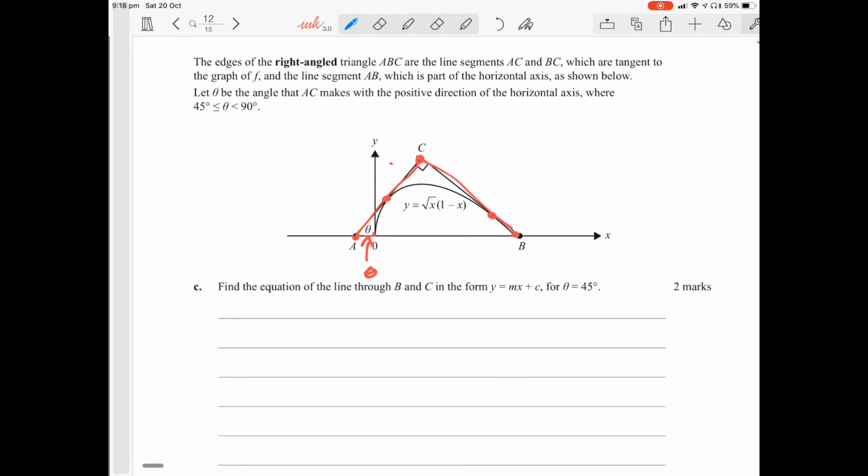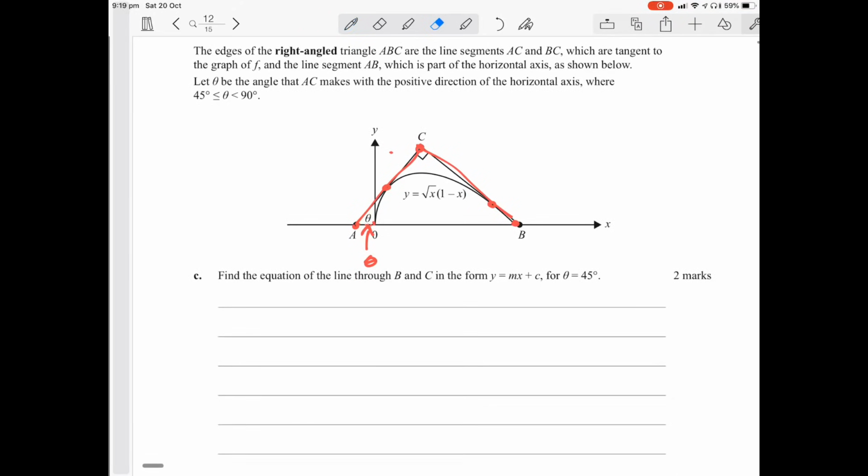Find the equation of the line through B and C in the form y equals mx plus c for theta equals 45. So I want to find the equation of this line. We know this angle is 45, so tan of 45 is equal to 1. So the gradient of that line is 1, so m equals 1, and the perpendicular gradient has got to be negative 1, the gradient of that line. What else do we know?